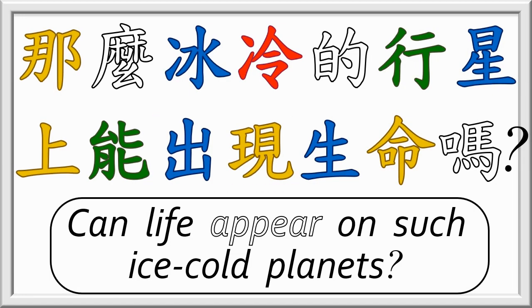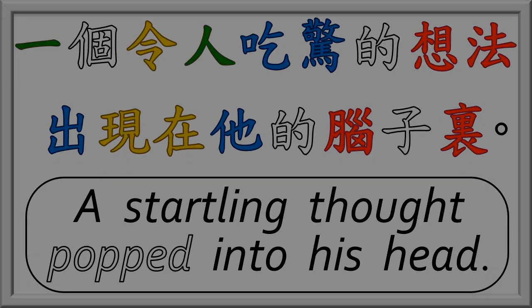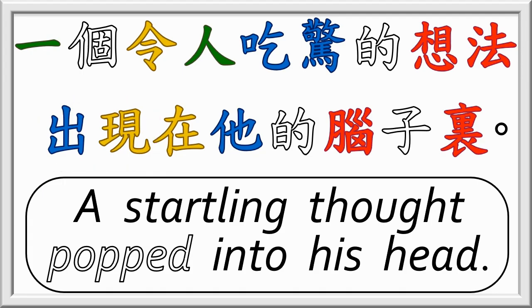那么冰冷的行星上能出现生命吗? Can life appear on such ice-cold planets? 你讲那句话的时候就会出现不好的苗头. Something bad will happen if you say that. 一个令人吃惊的想法出现在他的脑子里. A startling idea popped into his head.